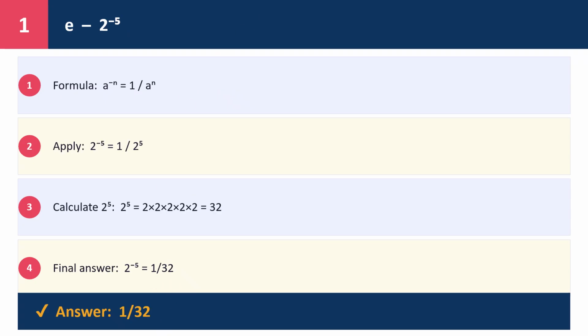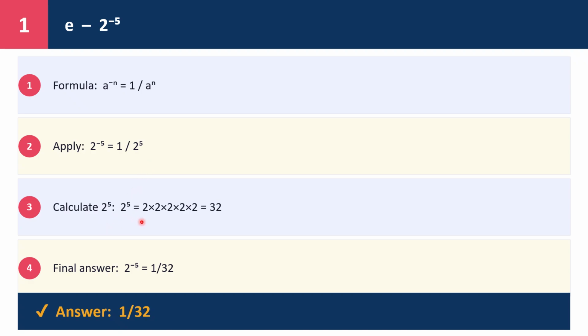The sum is 2 power minus 5. So let's use the reciprocal formula. The reciprocal of 2 power minus 5 is 1 by 2 power 5. So let's calculate 2 power 5. What is 2 power 5?